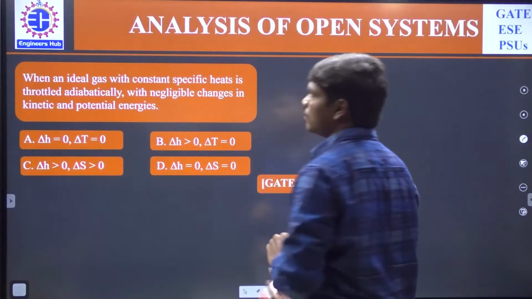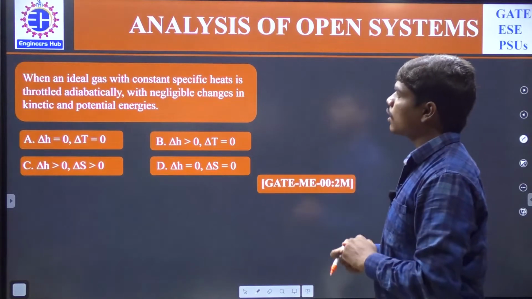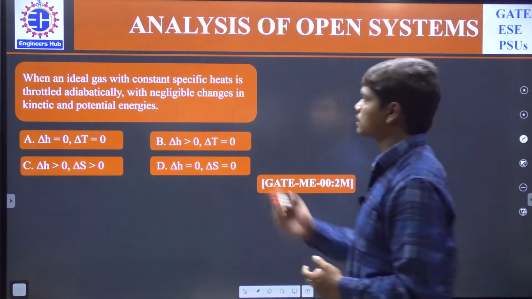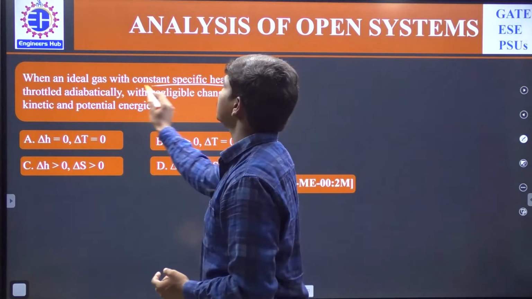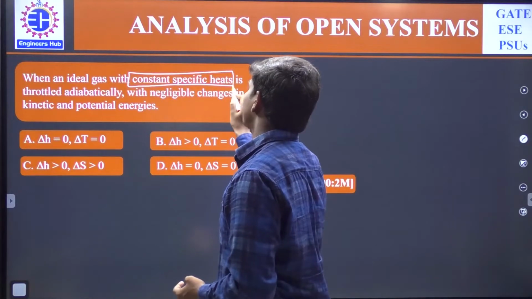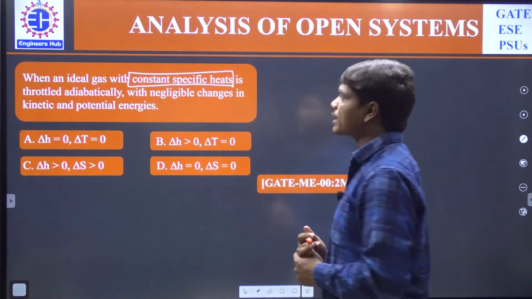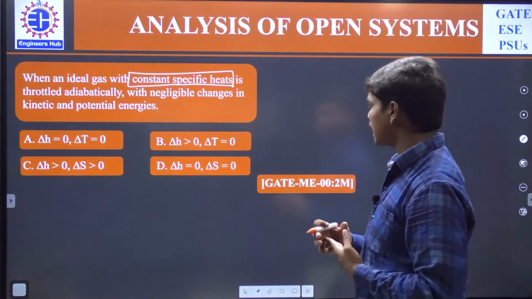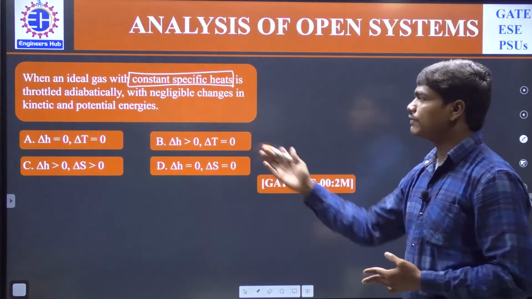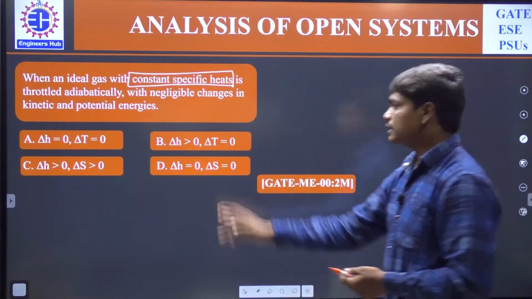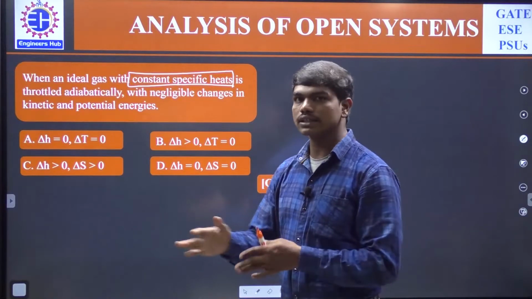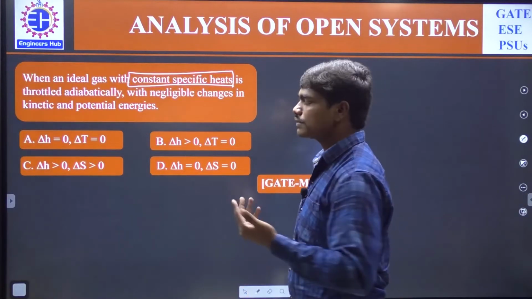So this is the next question. When an ideal gas with constant specific heats, basically if they say it's constant specific heats, it's a calorically perfect gas. So with constant specific heats, it's throttled adiabatically with negligible changes in kinetic and potential energies, then which of these things could happen? Actually, this S denotes entropy, which I will discuss later. Maybe another faculty may discuss that.